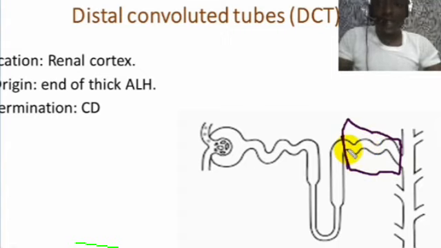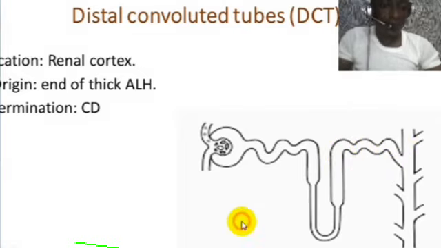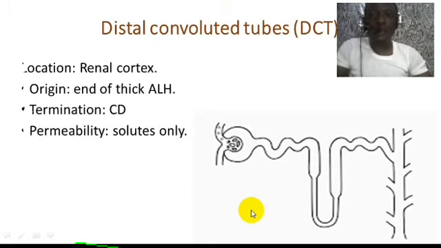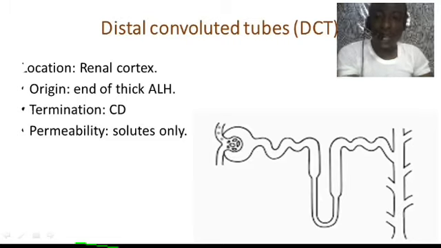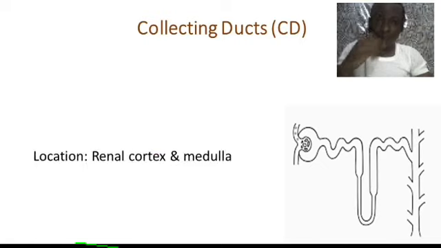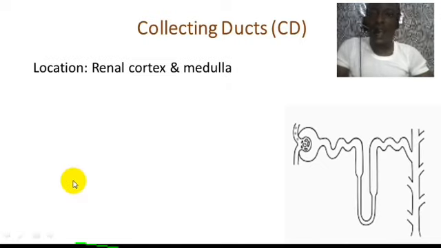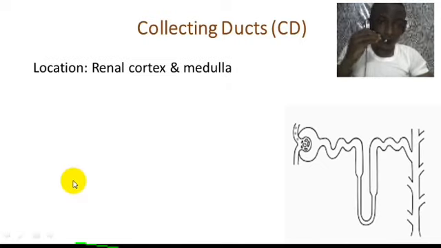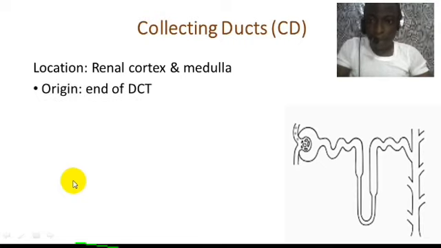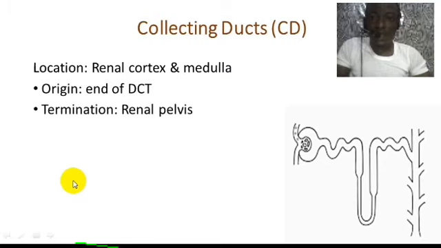So it takes its origin from the end of the thick ascending loop of Henle and terminates at the collecting duct. Going forward, it is permeable to solutes and not water. It means that solutes can diffuse out of the distal convoluted tubule, but water cannot. The collecting duct is located in the renal cortex and the renal medulla. It takes its origin from the end of the distal convoluted tubule, and terminates in the renal pelvis.